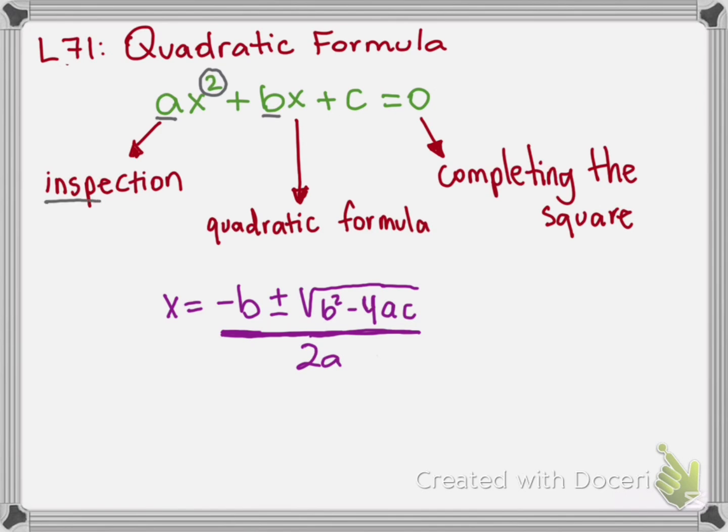One of the ways we have learned is inspection. That's when we look for two numbers that multiply, give us c, and added, give us b. We also learned completing the square, and that's when we use the little corner on the side to find the answer. Today, we're going to learn about the quadratic formula, and this is it.